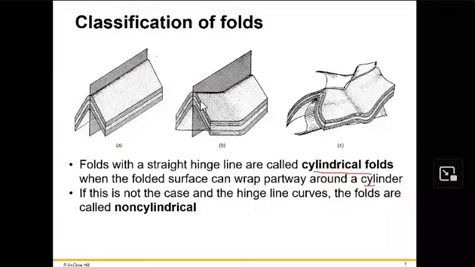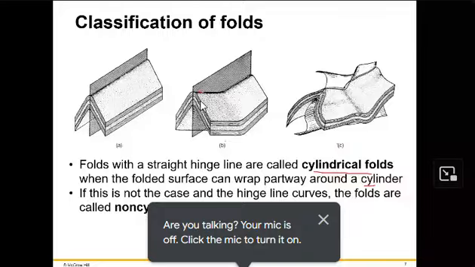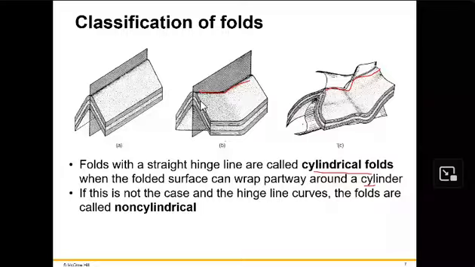But you see these other two, the B diagram and the C diagram, you can see that the hinge line is bent. The hinge line is bent. So you cannot wrap the B and C diagrams around a cylinder. So it is called a non-cylindrical fold. Do you understand that distinction? Yes, sir. Good. So this is classification based on the fold shape in 3 dimensions.